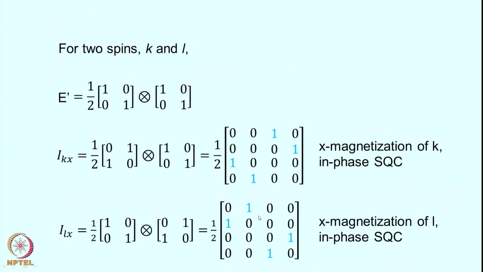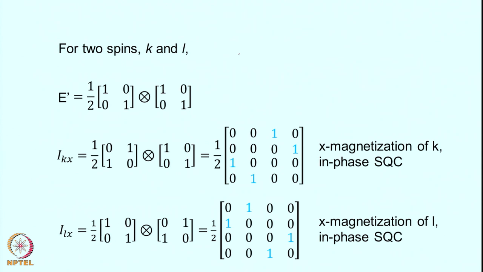Now when we go to 2 spins, we calculate the matrix representations of the 2 spin operators in the following manner. We follow the same trick as we did for the pulses. You notice here I have the unit operator as E dash, and E dash is calculated simply as this unit matrix here, and this is again a unit matrix. You take a direct product, because for 2 spins K and L it will be a 4 by 4 matrix. So I take a direct product here, 1 0 0 1 into 1 0 0 1. It is not written here, but only diagonal elements will be present.